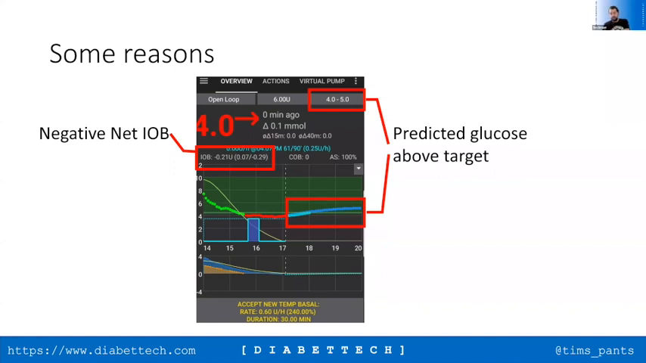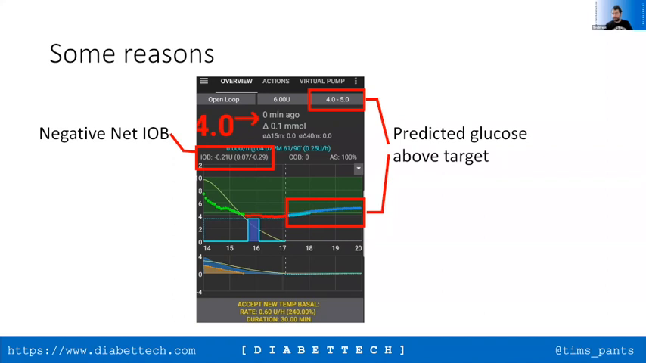So realistically, if you're currently still using a range, that's probably as a hangover from what you used to do with a pump. And the reality is you're better off with a single target number for the algorithm to work to.